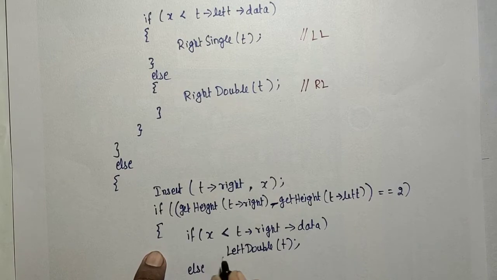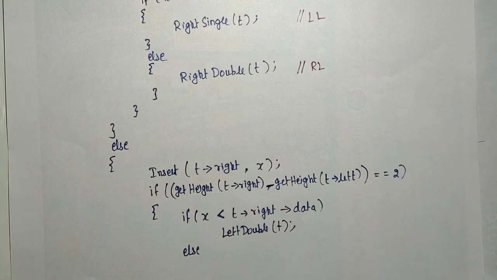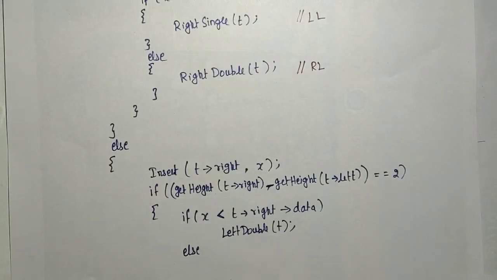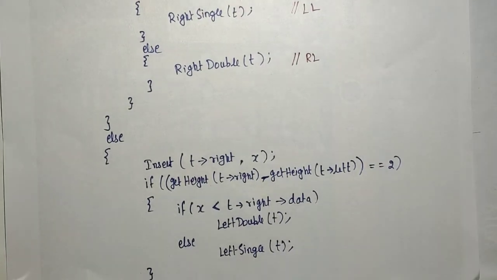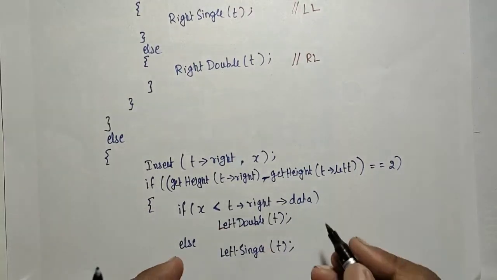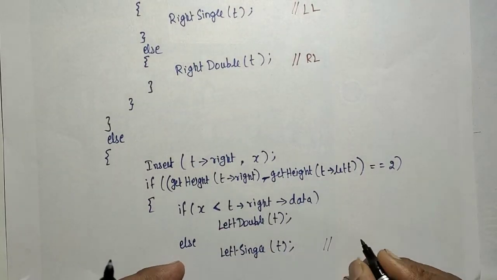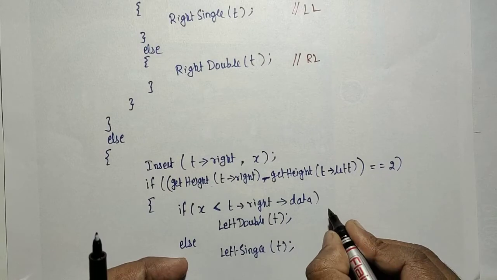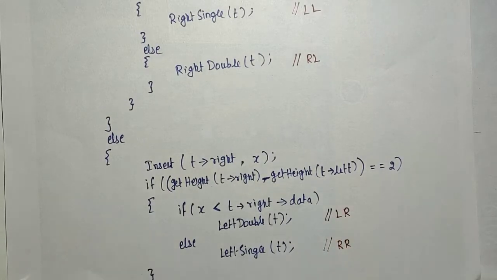Else x is greater than or equal to t of right data, means right of the right. So the right of the right solution is rotate left, that is left single of T, and then end if. So this is the right of right, and this is the left of right.